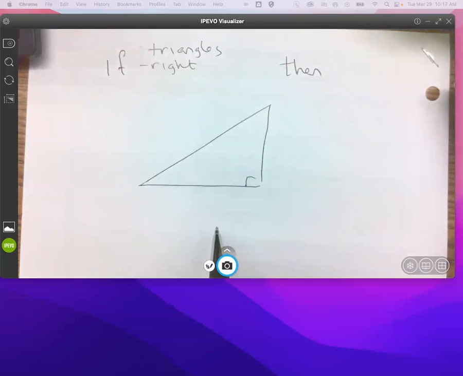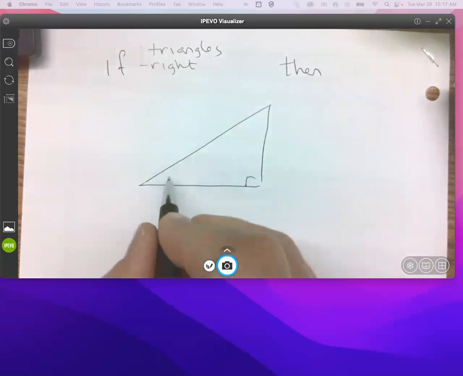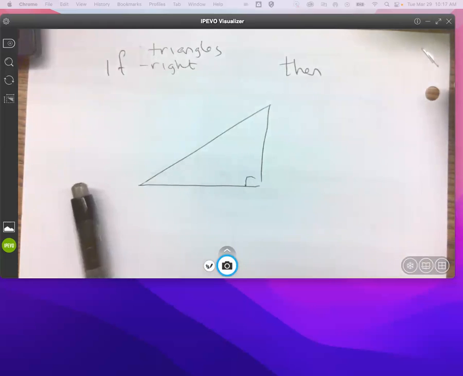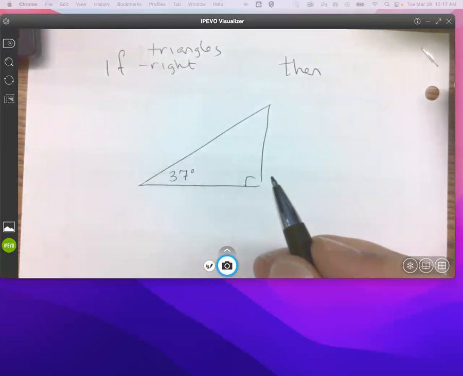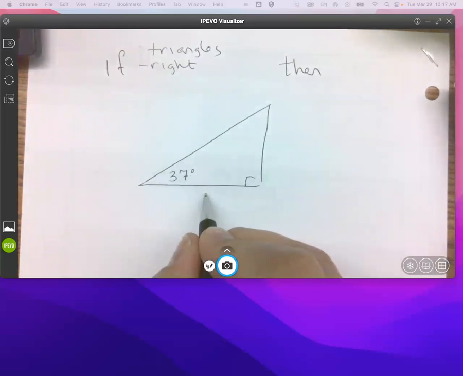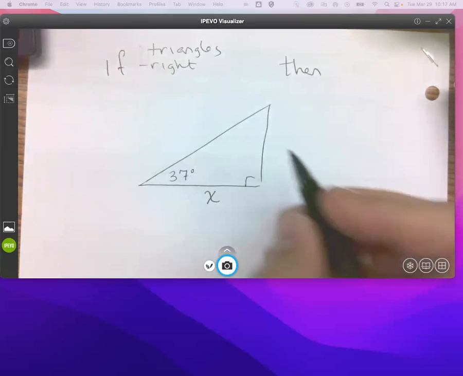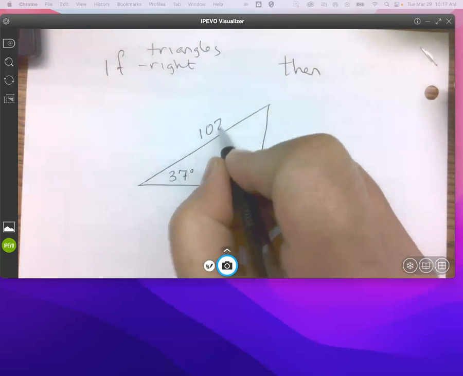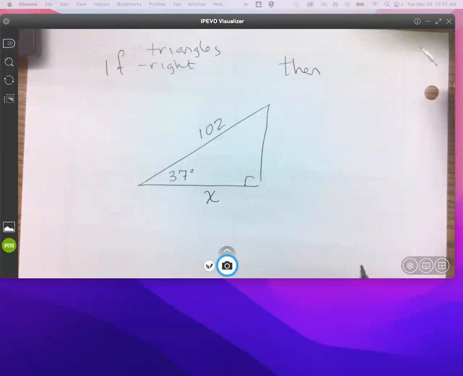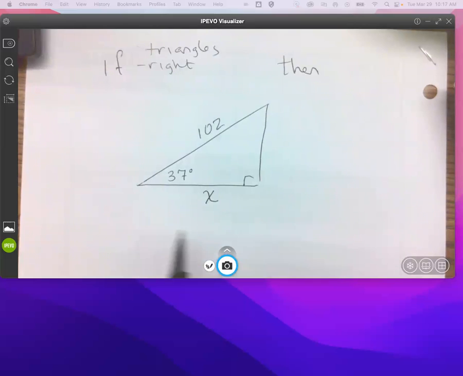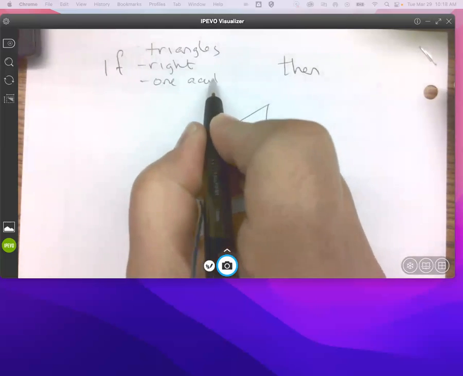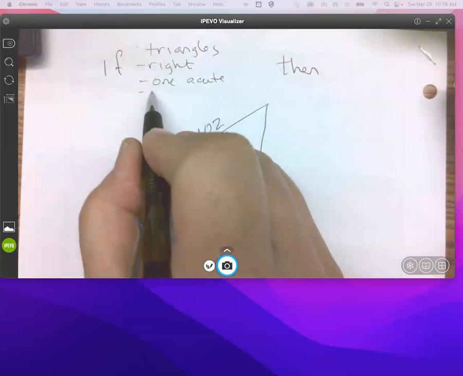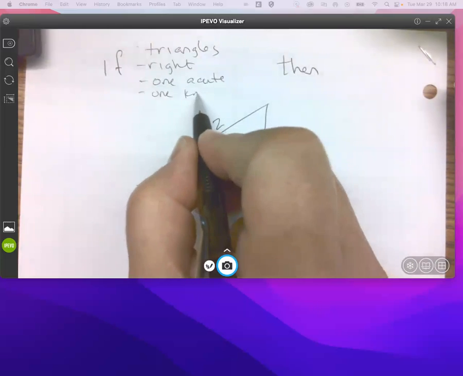We were given two sides? Is that what we were given? One side and an angle, right? We were given something like 37 degrees for the angle, and we're given something like an unknown side here, but a known side here. Do you agree? So we're given one acute angle in addition to the right angle, one known side.